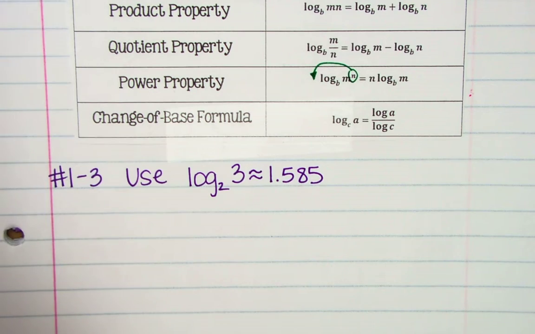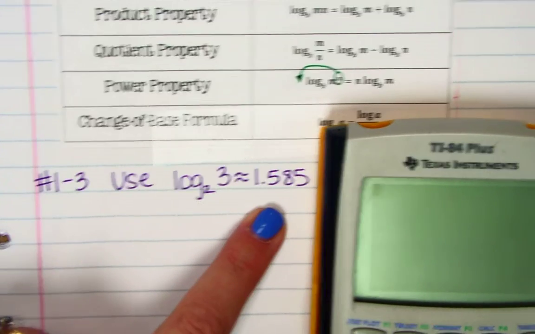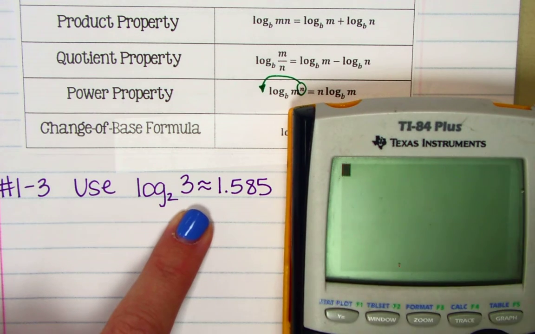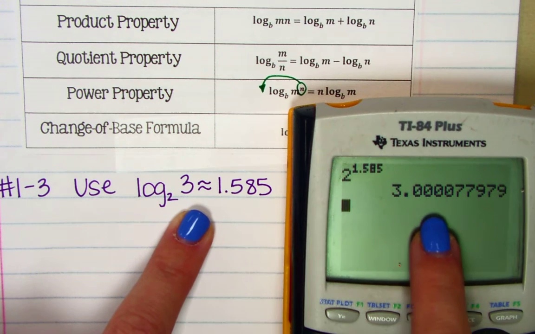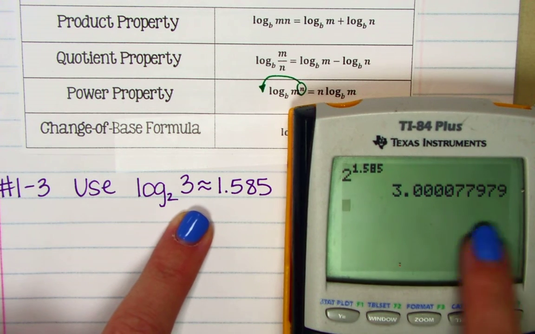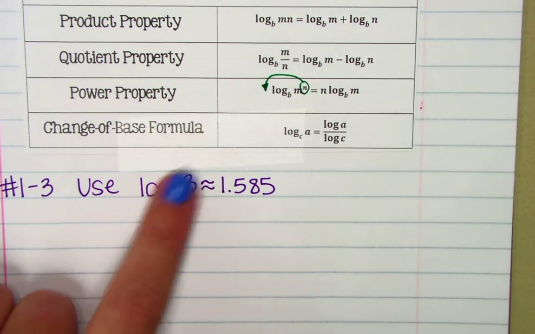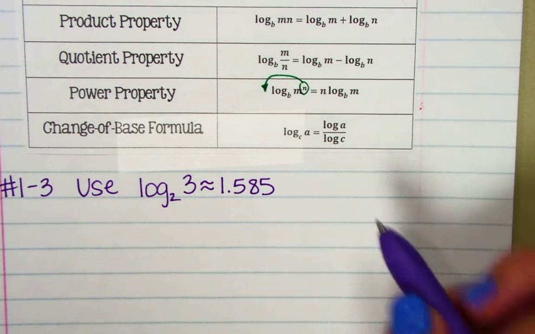And if you remember what logs mean, this means 2 to the 1.585 equals 3. It should be about 3. See, it's not exactly 3. There are some little teensy decimals, but that's what the squiggly equals means. They're just telling us, if you see log base 2 of 3, you can use this number to represent it with no logs.